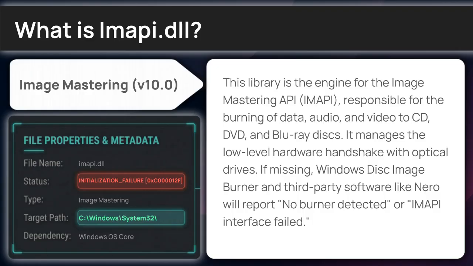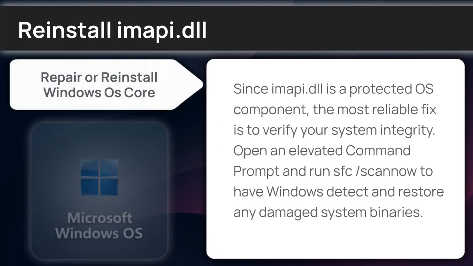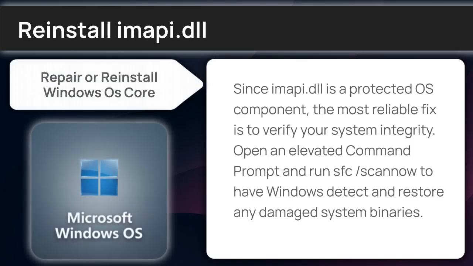Knowing the file's purpose is helpful, but now we need to physically restore it. Since the Image Mastering API DLL is a protected OS component, the most reliable fix is to verify your system integrity. Open an elevated command prompt and run sfc /scannow to have Windows detect and restore any damaged system binaries.